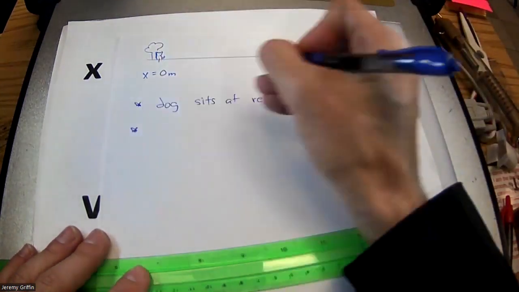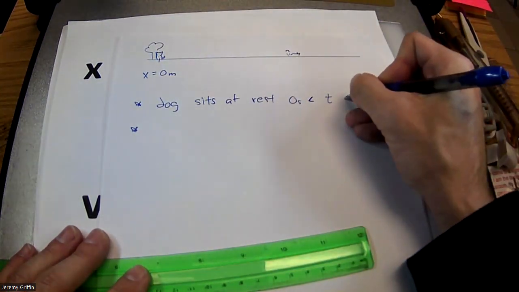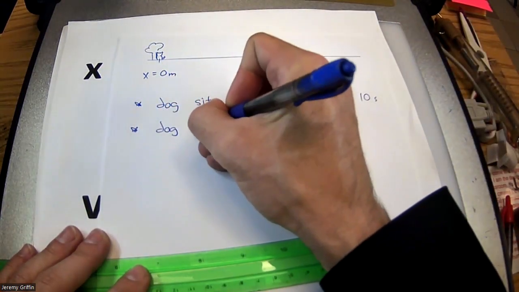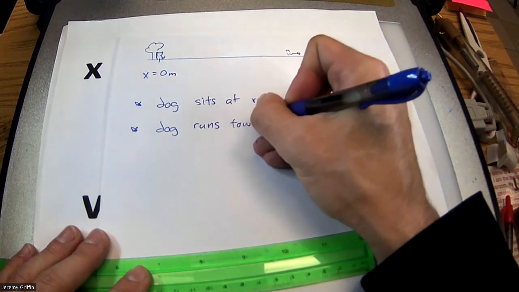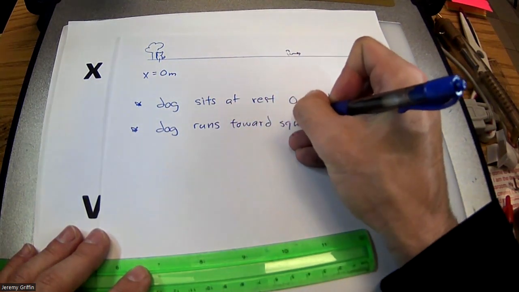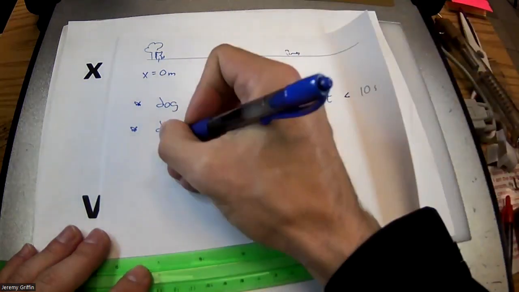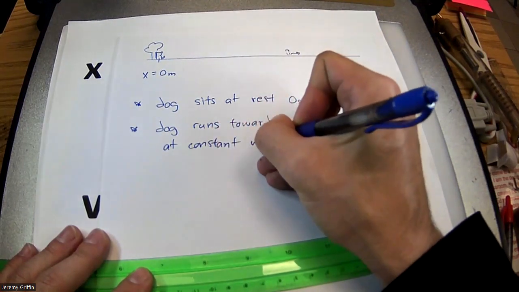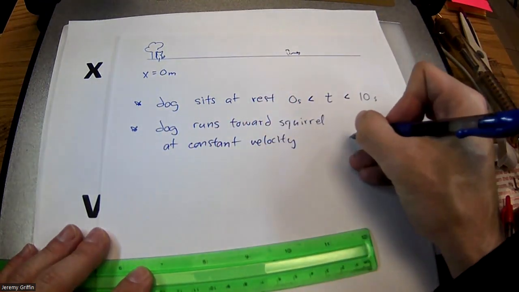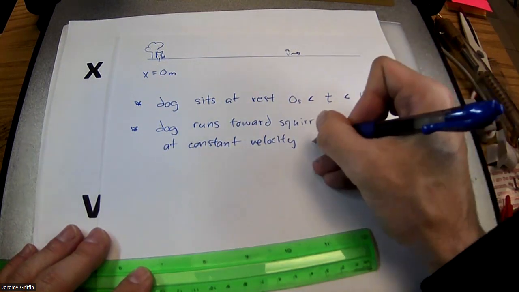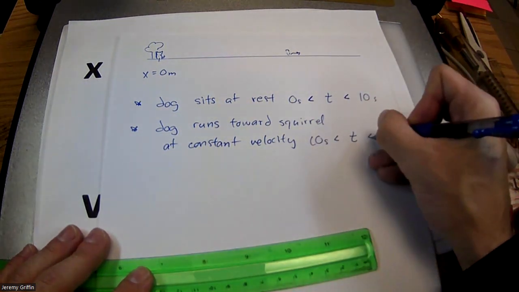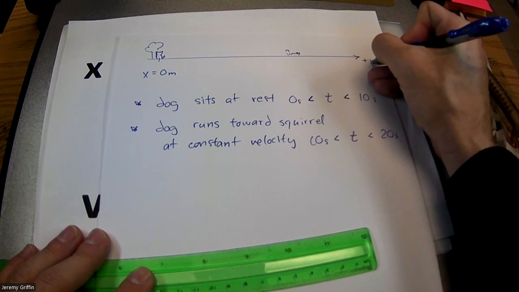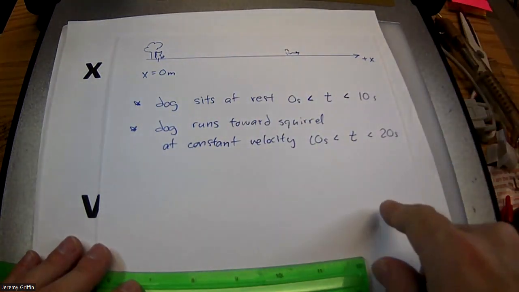Okay. Then the second part of the story, these are inequality signs, is that the dog runs toward the squirrel at constant velocity. And this is for the next 10 seconds. So t is greater than 10 seconds, but less than 20 seconds. Let's call it the positive x direction. So put a little axis here, say the positive x direction. That's towards the squirrel.